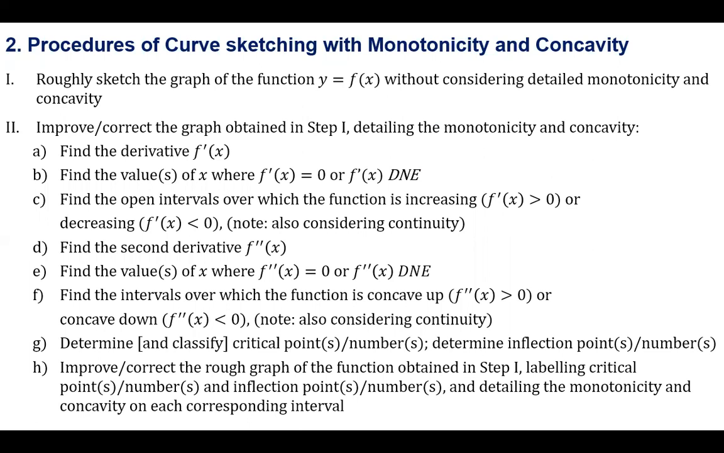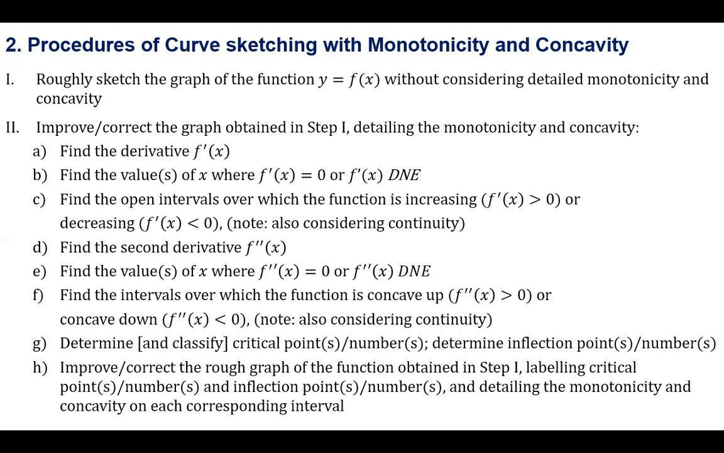You can also use the knowledge you have learned in advanced functions. Just sketch the rough graph of a function without labeling any increasing, decreasing, or concave up or concave down intervals. And step two, then we can improve or correct the graph obtained in step one. Remember that in step one, we only sketch the rough graph of this function. So there might be some errors, right? So in step two, we improve and correct the graph obtained in step one, detailing the monotonicity and concavity.